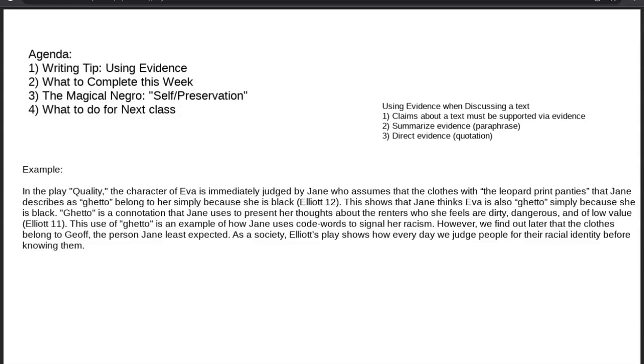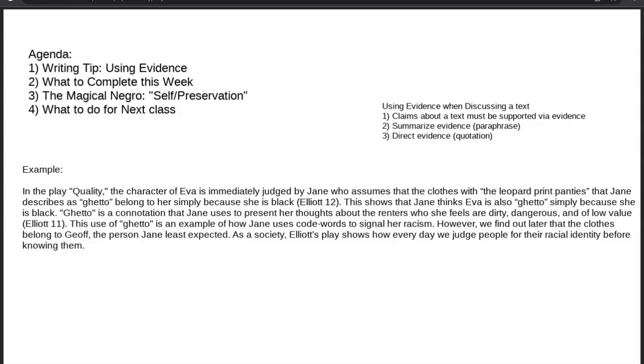So see how in the way that they're arguing for their point, they are turning to the text to say, here is how I can make this claim. Here's how I can say that the character of Jane in the play is essentially racist. All right, because she uses these code words. Notice she didn't just say that generally. She pointed to specific moments in the text and then used those moments to prove her point.